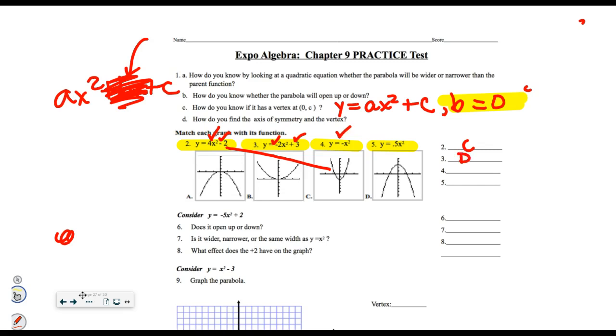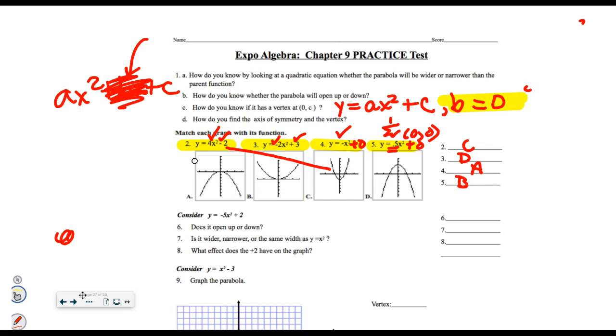This one is going to be down because of the negative. And there's nothing here, which means it was plus 0. So it's going to be down from 0, 0, which is A. And the last one's going to get wider because of the 1/2. It's going to squish it to half its height and make it fatter. It's going to open up because that's positive. And it'll open up from 0, comma, and then there's no number here. So from 0, 0. So that one's B, even though it was the only one left.